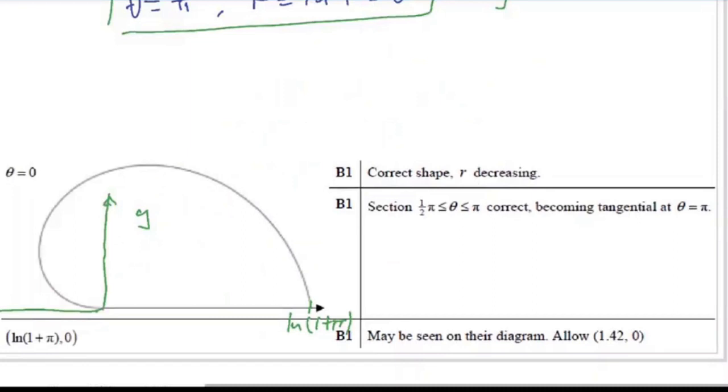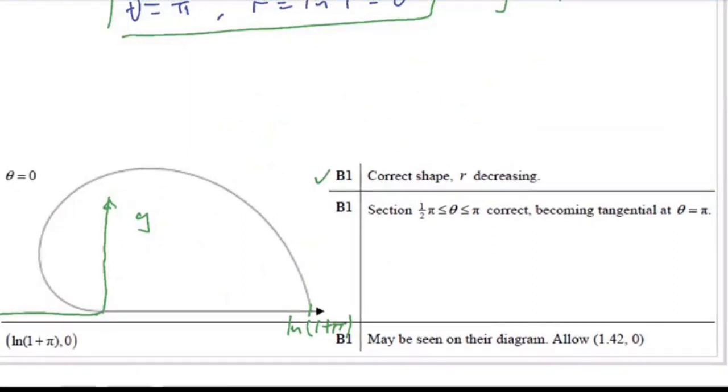So 2 marks: one is usually given for the general shape, and another mark is for the part where we have the tangent. So when we sketch that, be very careful about that.